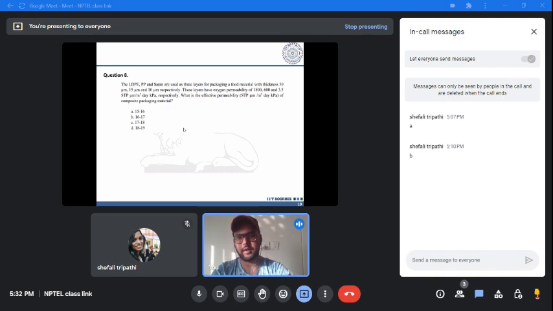Section 8: LDPE, PP (that is, polypropylene), and saran are used as a three-layer packaging for food material, with thicknesses of 30 micrometer, 15 micrometer, and 10 micrometer respectively. These layers have oxygen permeability of 1800, 600, and 300 STP micrometer per meter square per day kilopascal respectively. What is the effective permeability of the composite material?